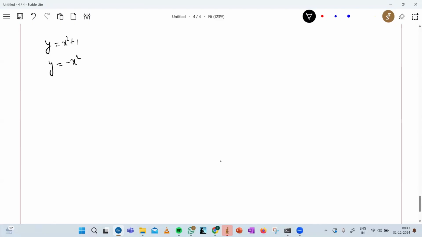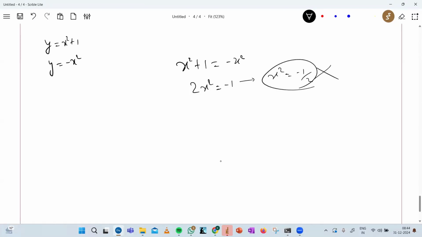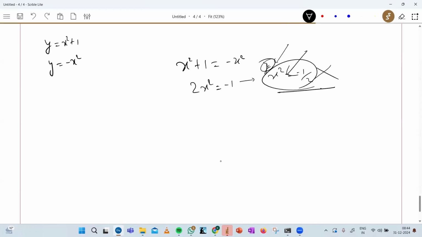Is there no solution? First of all, we can do this. Then 2x square equal to minus 1. So x square equal to minus half, which can't be possible. So if we can't find x, then it doesn't have any corresponding y. If we have no x, then we have no y. If you have x, then only you can put it in the equation and find y. So mathematically, by problem solving, we saw that it doesn't have any solution.